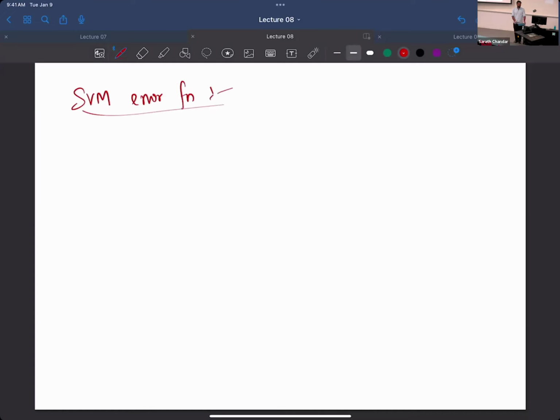So we're going to look at the error function for SVM, okay? But before we do that, let's try to understand what slack variables are really doing, right? Let's say I have a margin like this, and we have a bunch of data points of two different colors. Okay.